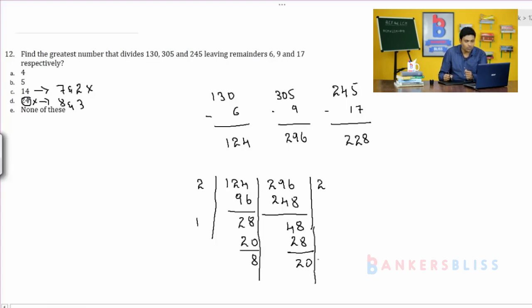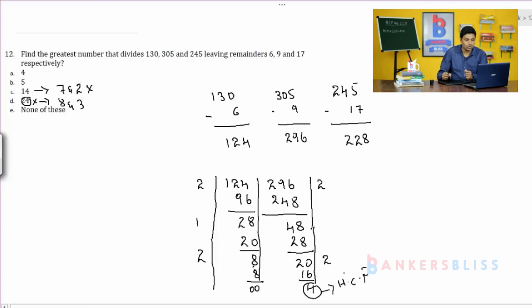Next, 8 is the smaller one. So you divide 20 by 8. 8 2s are 16. So 4 is the remainder. Next, 4 2s are 8, 0. So among these two numbers, 4 is the HCF.